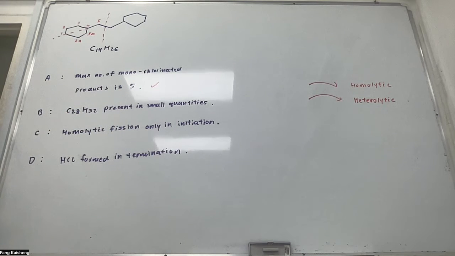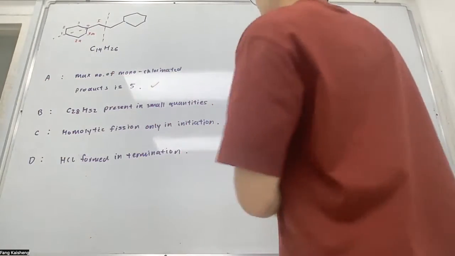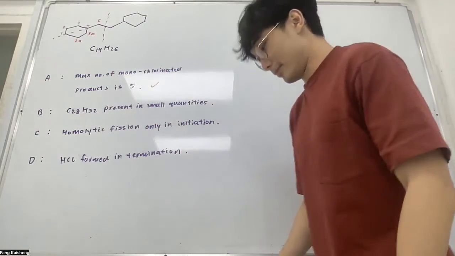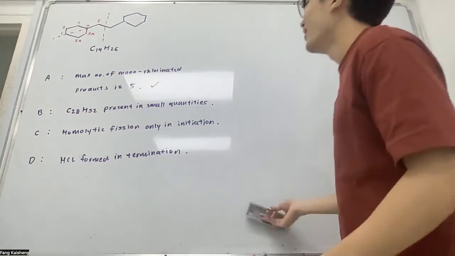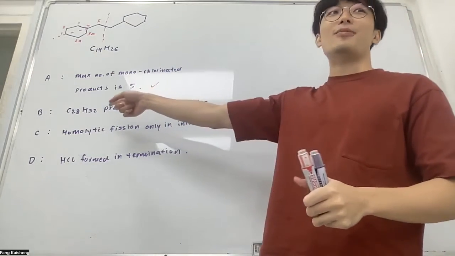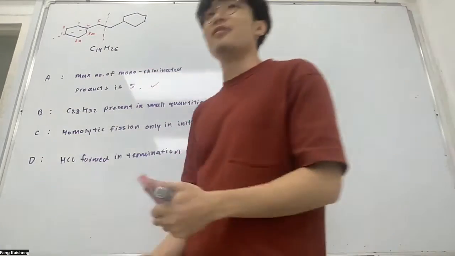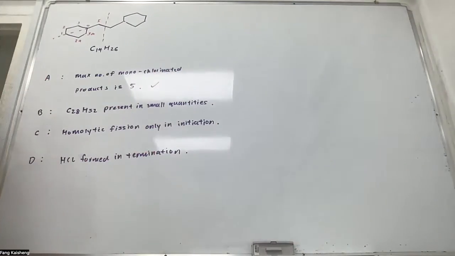But I have to go through why the rest are wrong. Let's think about it. Remember to change this to C14H26, as it is a typo in the question. So how do you think this product is going to form? C28H, a very big compound. How do you think this is formed?